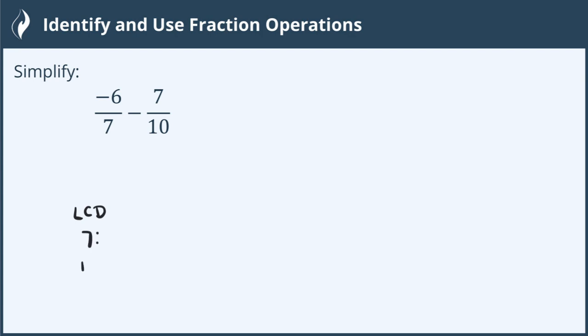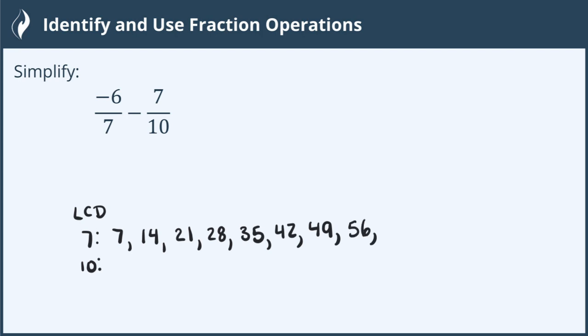We can do that by listing out the multiples of the denominators, 7 and 10. So 7 times 1 is 7. 7 times 2 is 14. 7 times 3 is 21. 7 times 4 is 28. 7 times 5 is 35. 7 times 6 is 42. 7 times 7 is 49. 7 times 8 is 56. 7 times 9 is 63. And 7 times 10 is 70. And I can keep going, but I'm going to stop there for now.